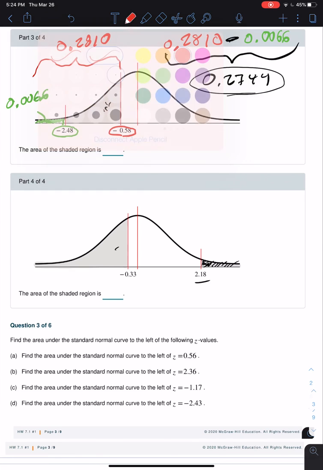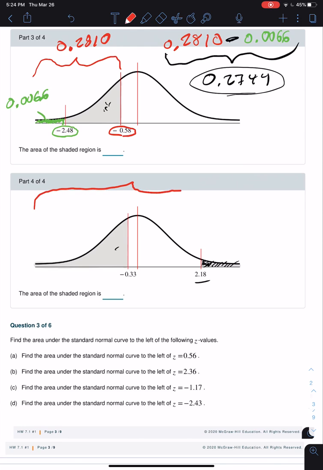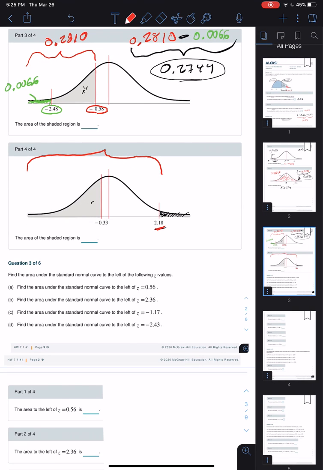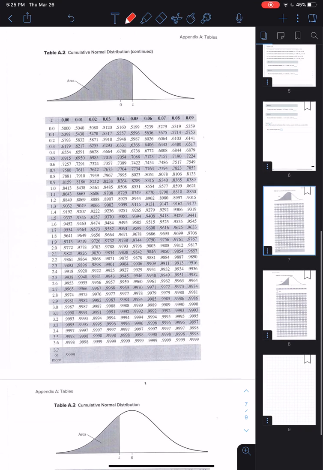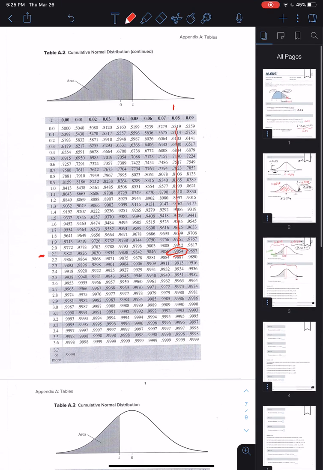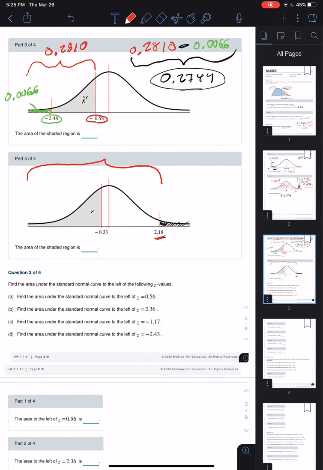And let me use some color again. So essentially what I'm going to do is find the area of almost this whole area under the curve, because that's to the left of this 2.18. Let's go check that out. So I've got to go to my table, 2.18. There is 2.1 and there's 8. So 2.18 is quite a bit of the area, 0.9854.